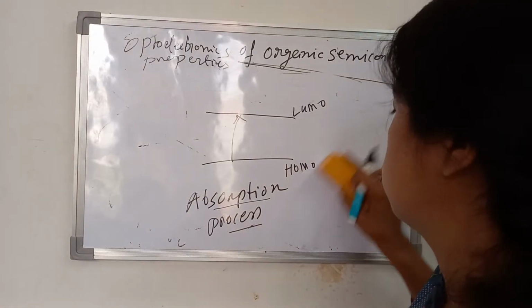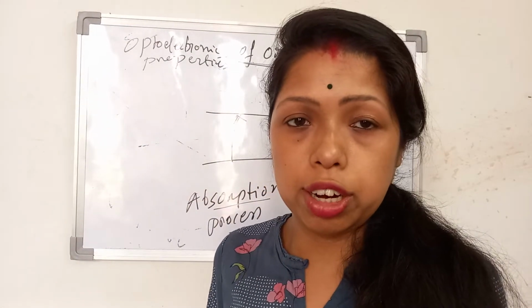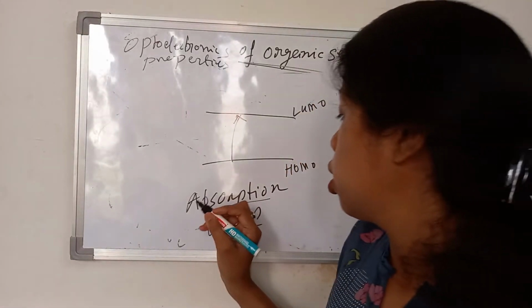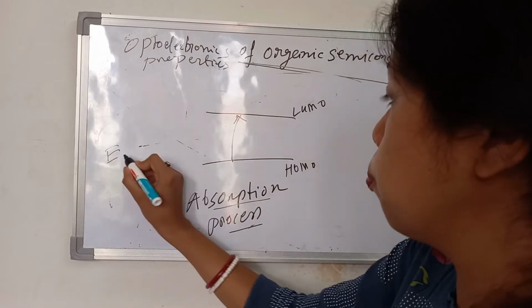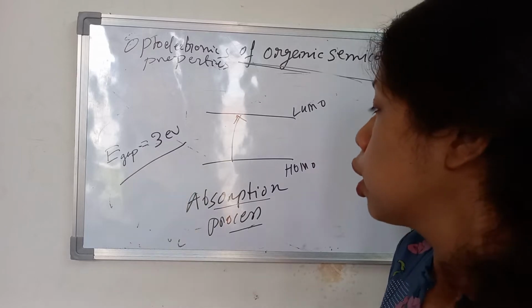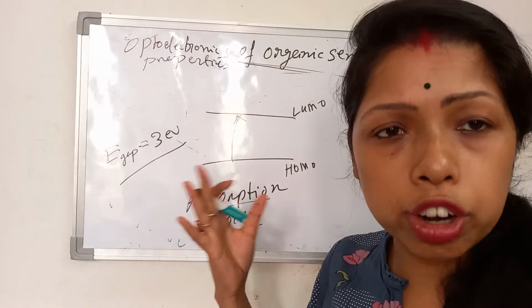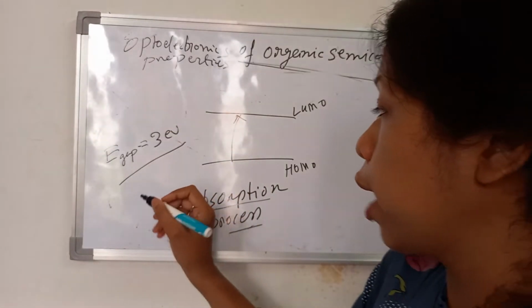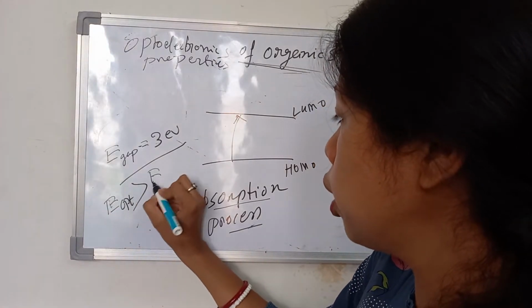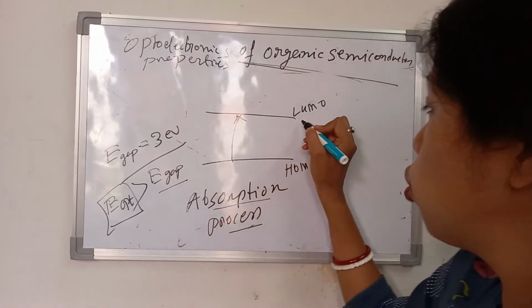Now, what is the absorption process of any kind of semiconductor? In the case of an inorganic or an organic semiconductor, suppose this is the band gap, that is suppose 3 electron volts. If any light is incident on this semiconductor, the energy of the light should be greater than this gap: E optical should be greater than E gap. This is the light energy, the optical energy, and this is the band gap between the HOMO and the LUMO.